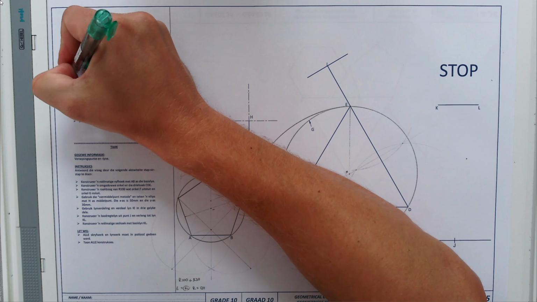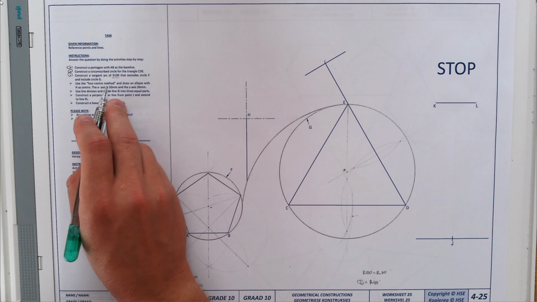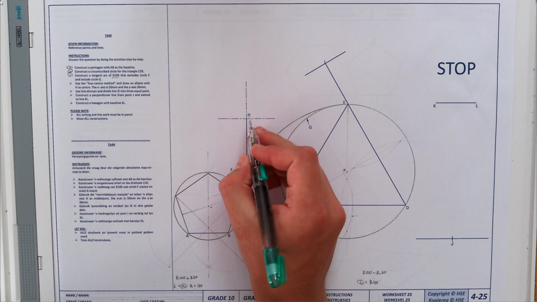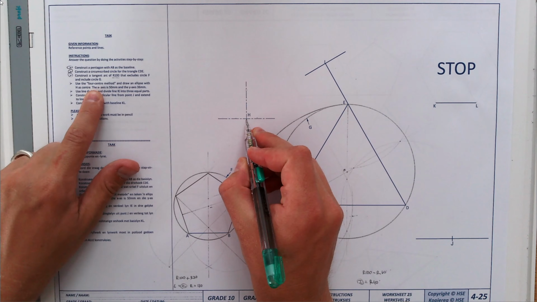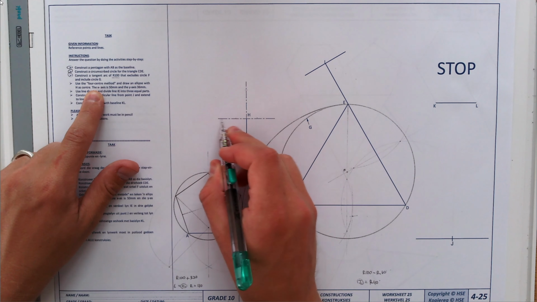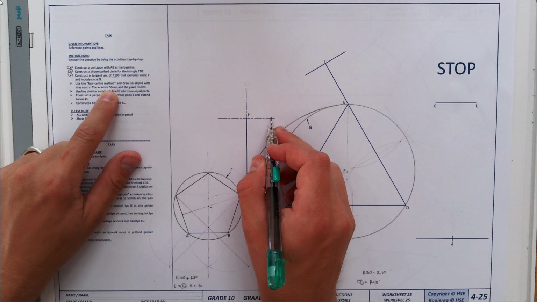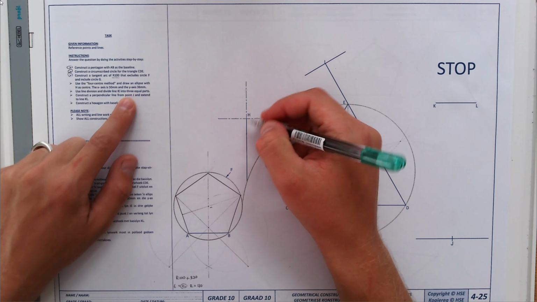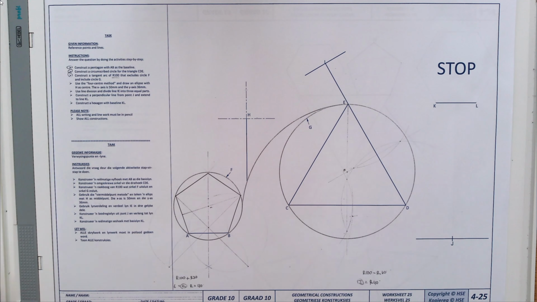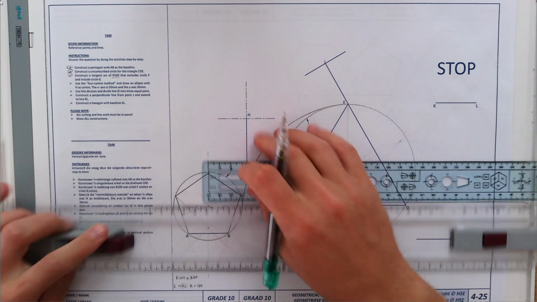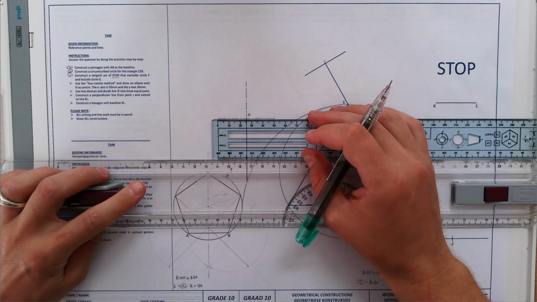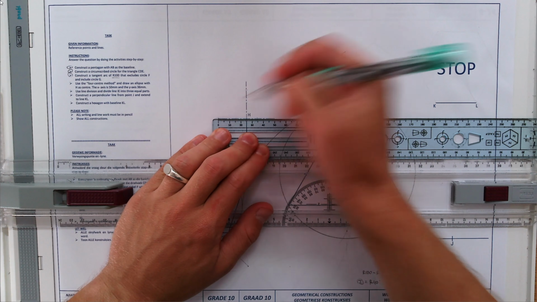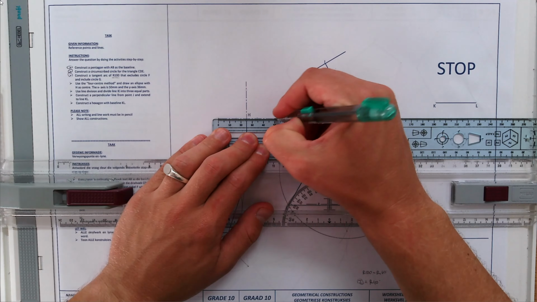Next instruction. Use the 4 center method and draw an ellipse with H as the center. There's H. The x-axis, which is this axis, is 50 millimeters. And the y-axis is 36. So we're going to form our border first. So half of 50 is 25. So we're going to go 25 to the left and 25 to the right. So I'm going to make a mark 25 and 25.